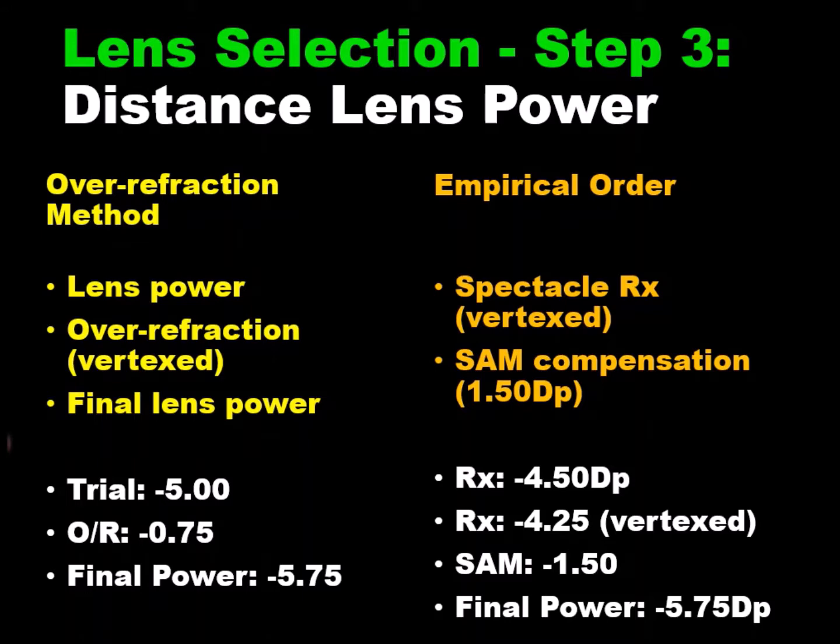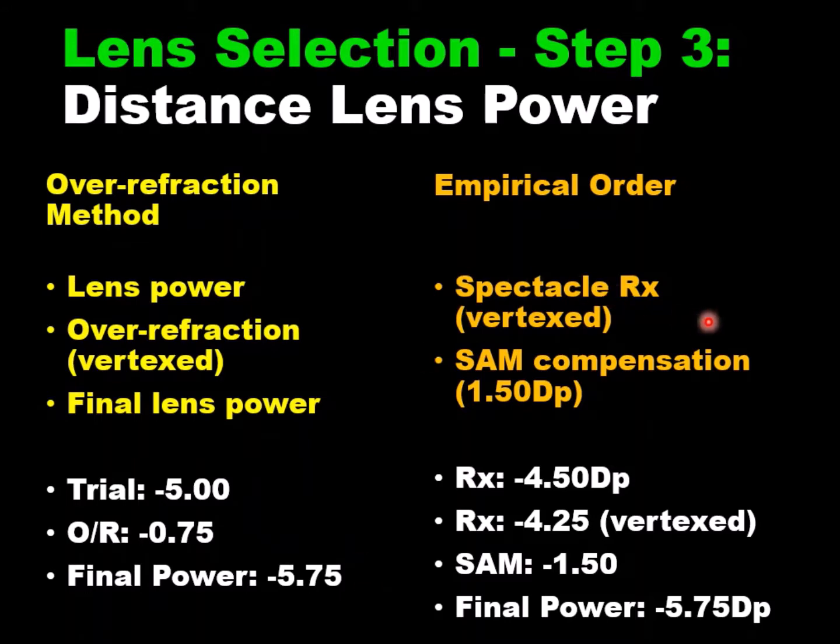To select the initial lens power, if we're using a diagnostic set, it's simply lens power plus the over-refraction vertex, if necessary, to give us the final lens power. In this example, if we had a trial lens power of -5 and an over-refraction of -.75, our final lens required would of course be -5.75.